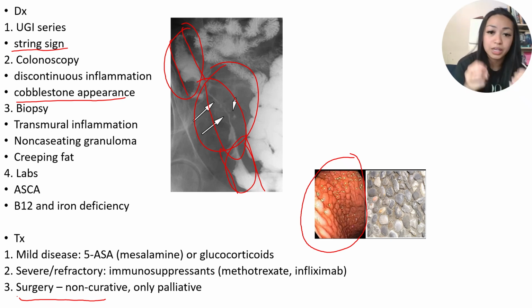It's just to take out that part of the GI tract that is causing a lot of problems for the patient. So again, treatment for mild, you can give 5-ASA like mesalamine or glucocorticoids. For severe or refractory cases, you can give them immunosuppressants like methotrexate and infliximab. Again, for palliative or just symptomatic relief, surgery can be used, but surgery is not curative for Crohn's disease.